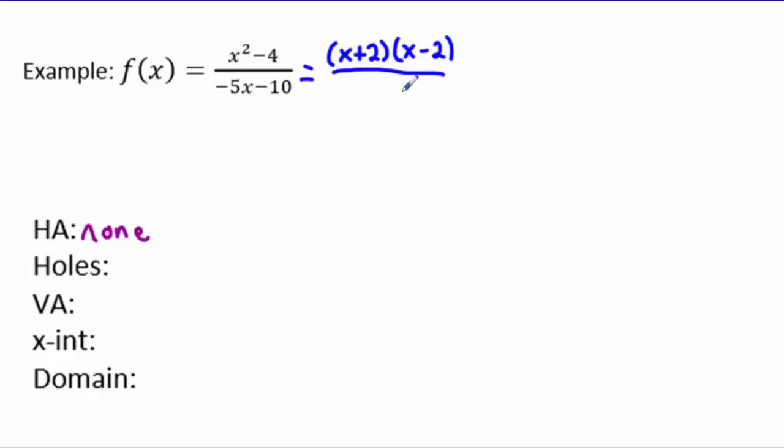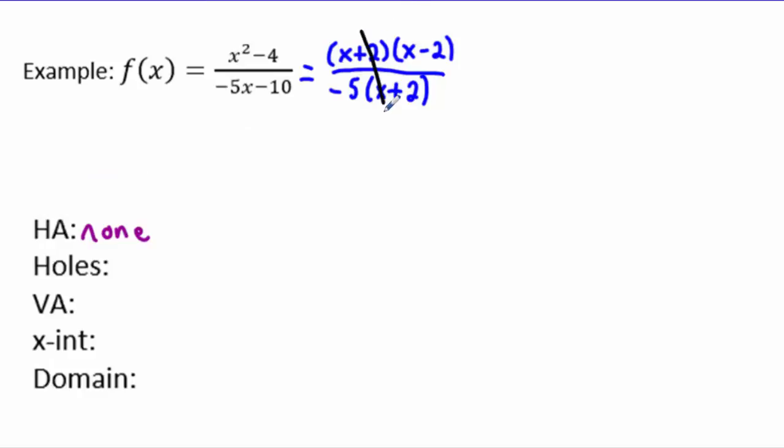On the bottom, we've got 2 terms, and so they both have something in common that we can take out. I'm going to take out a -5, and that leaves me with x plus 2, because if I take a -5 out of -10, it gives me a positive 2. So something does cancel here.